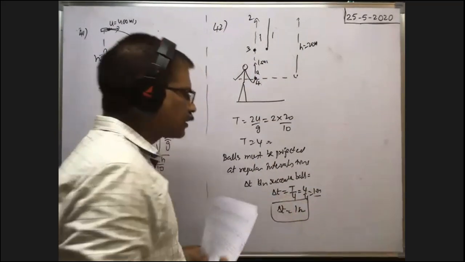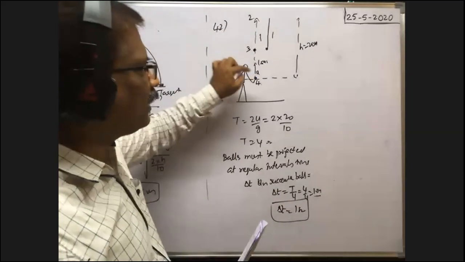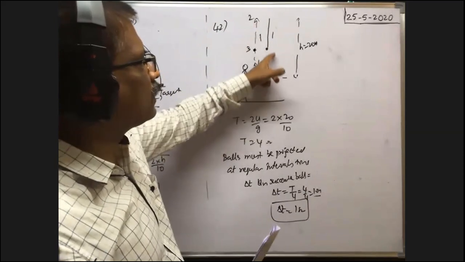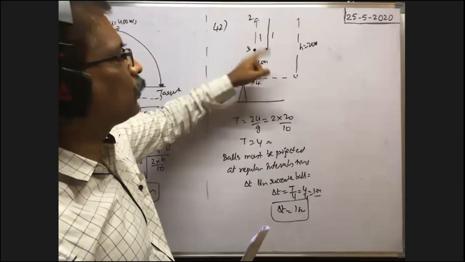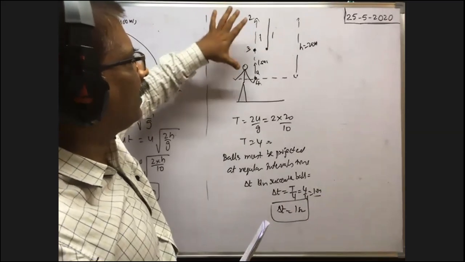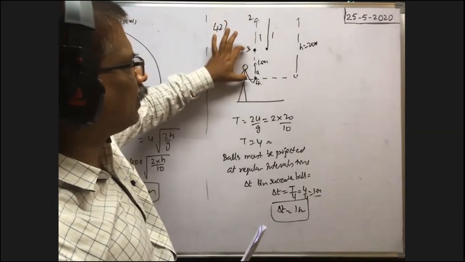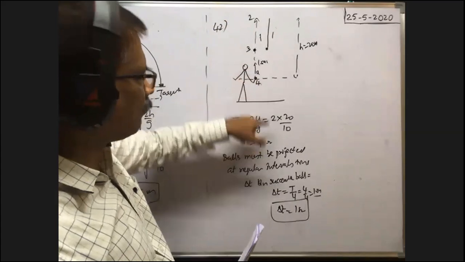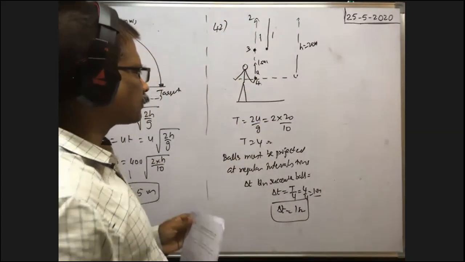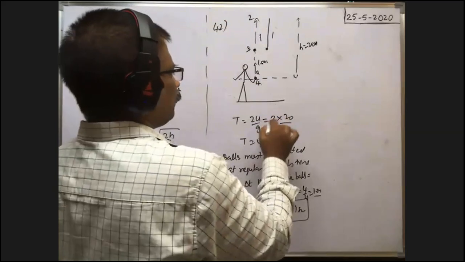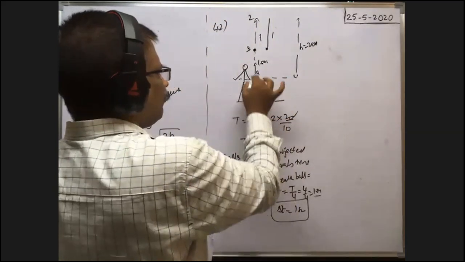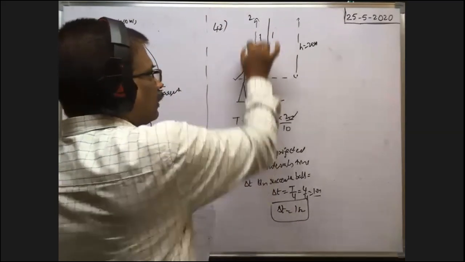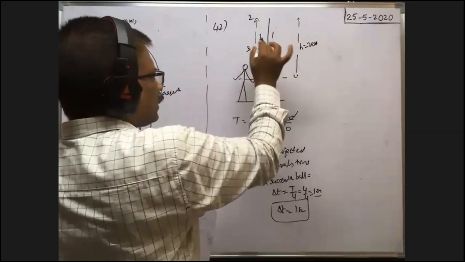Sometimes they may ask, at the instant when the fourth ball is in his hand, at what height is the first ball? First ball is here. At what height means this height we have to find. At what height is the second ball? That means this height we have to find. At what height is the third ball? This third ball height we have to find. Because from this data, the velocity of projection is given, or we know the velocity of projection. If the velocity of projection is given, then in 1 second, what is the distance traveled by the third ball? That is equal to the height at which the third ball lies. After 3 seconds, what is the height of the first ball?